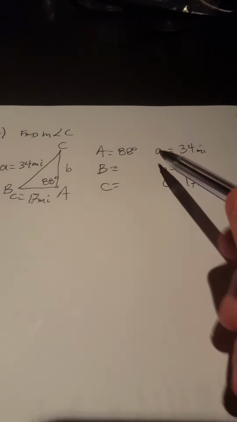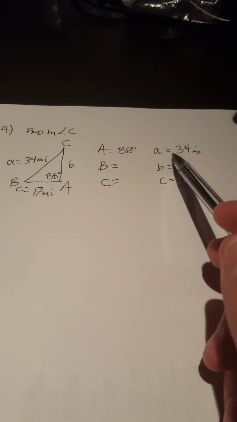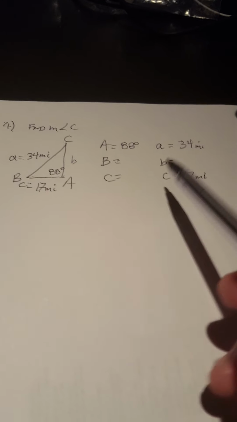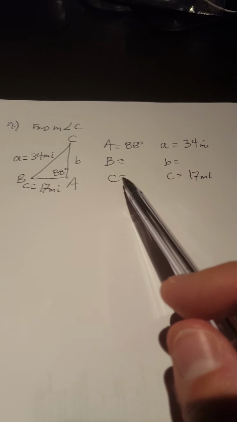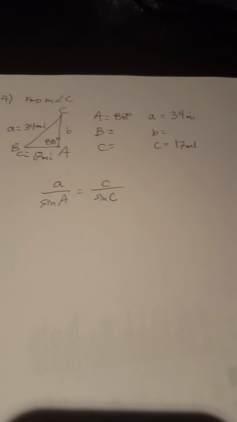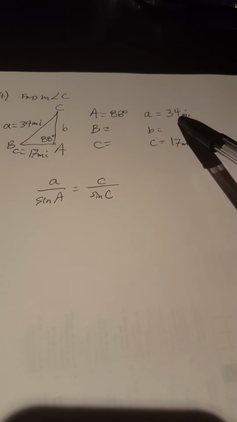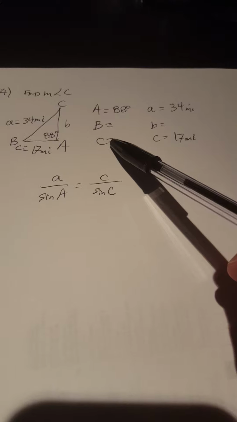So remember, in order for us to do law of sines, we have to have two of the same letter, big and small. And I do have that with A. I have little c. What I'm looking for is big C. Okay, so once you have all your information out there, so I have angle A is 88, side A is 34, and side C is 17. And I'm looking for big C.